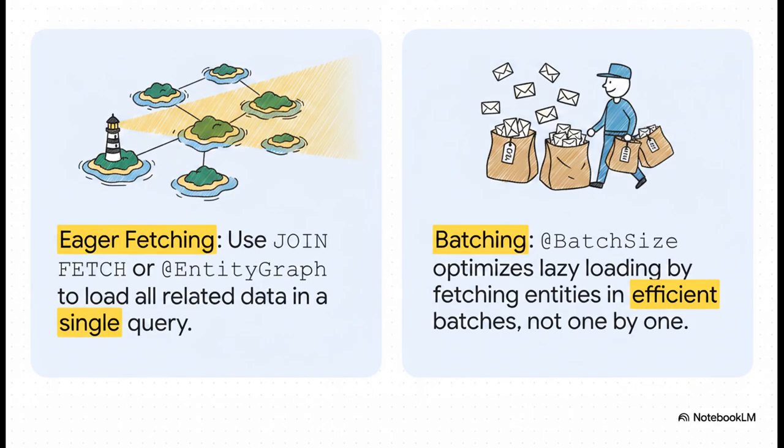The Java ecosystem has some powerful options too. You can get really explicit with a join fetch clause right in your query to force that eager load. Or you can take a more declarative approach with @EntityGraph to define which relationships you want to grab.